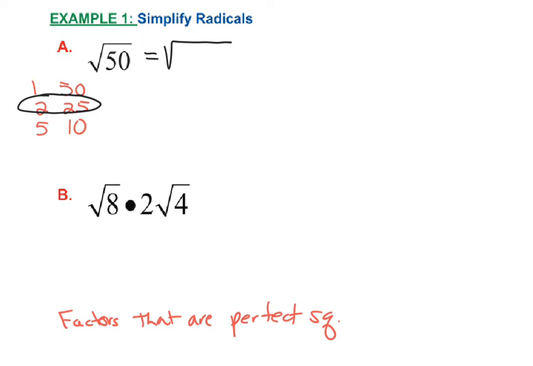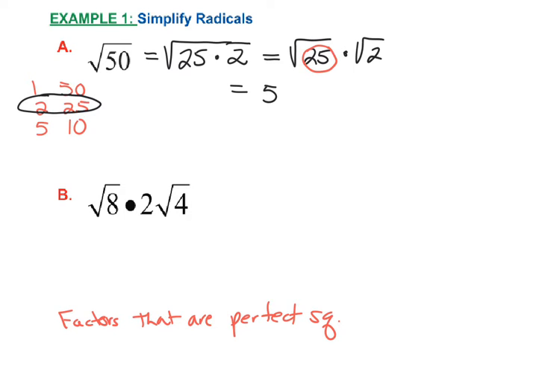So we can look at this as 25 times 2. And because of the product property, we can separate that: the square root of 25 times the square root of 2. And since 25 is a perfect square, when we take the square root of a perfect square, we get its factor. The square root of 25 is 5. And the square root of 2, 2 is not a perfect square, so it stays as the square root of 2.